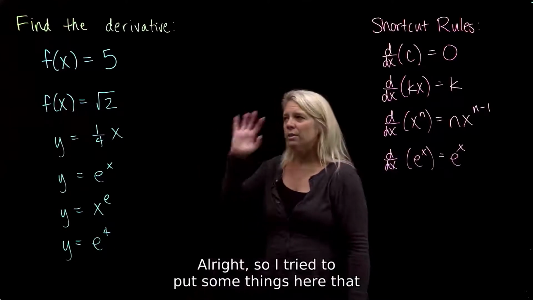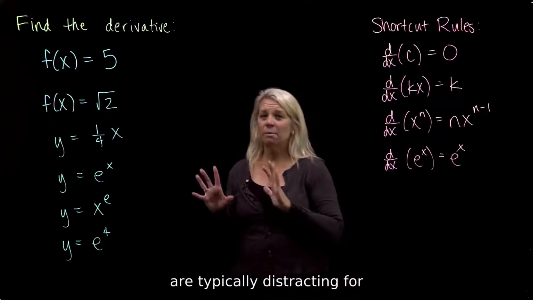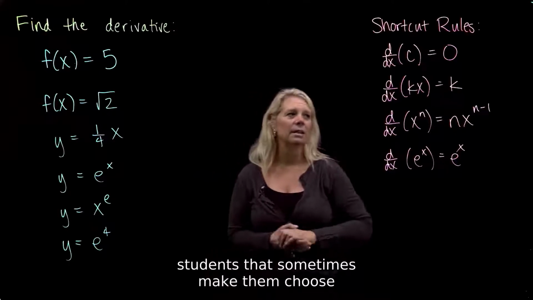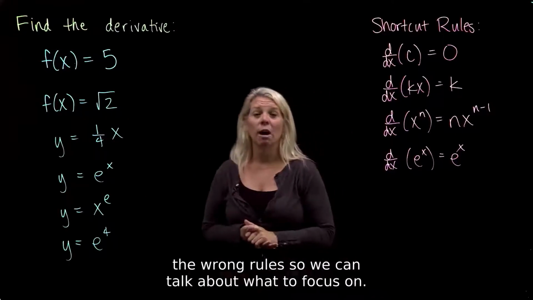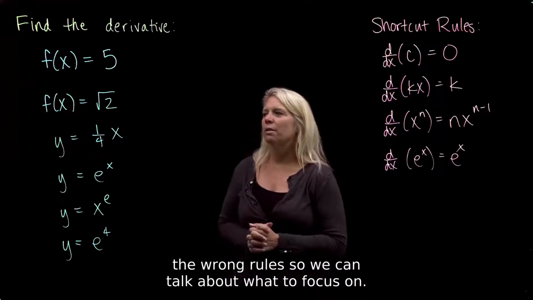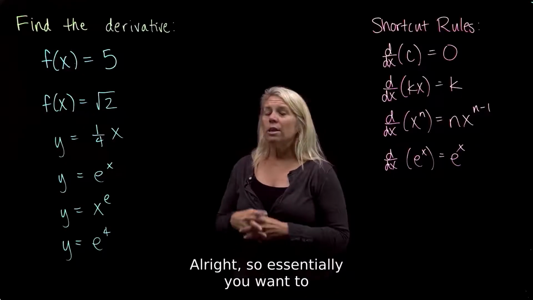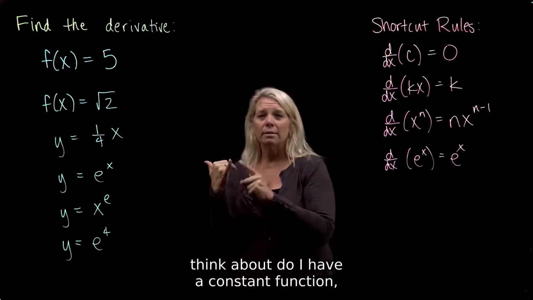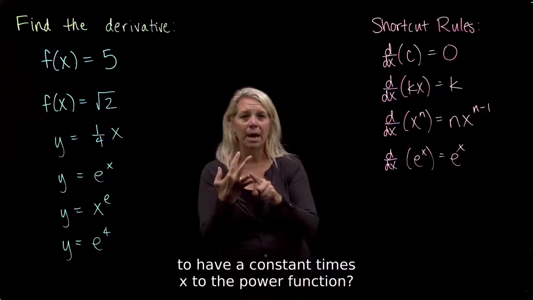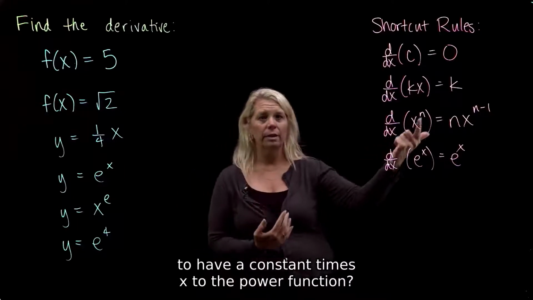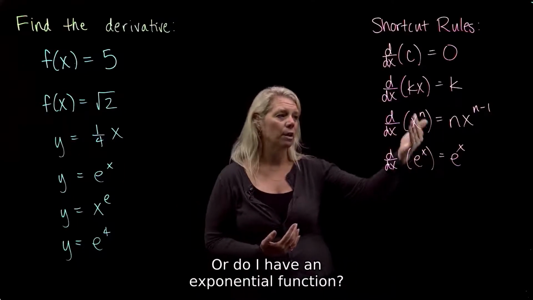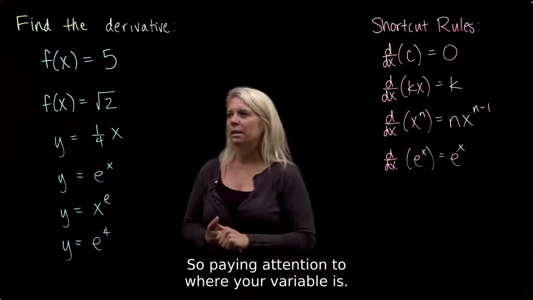All right, so I tried to put some things here that are typically distracting for students that sometimes make them choose the wrong rule, so we can talk about what to focus on. So essentially you want to think about, do I have a constant function? Do I have a constant times x? Do I have a power function? Or do I have an exponential function? So paying attention to where your variable is.